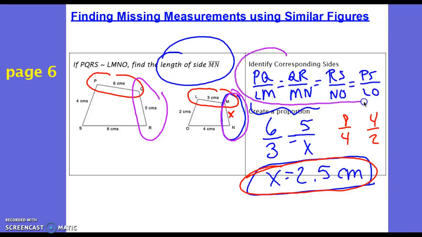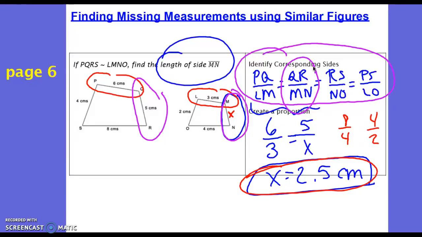These are all of the corresponding sides, and all I had to do was pick one where I knew the two numbers, how they matched up from the left shape to the right shape. And then I had to find the proportion, this QR to MN, because those are the two that match up, and that's the ratio I needed to find this missing side X.